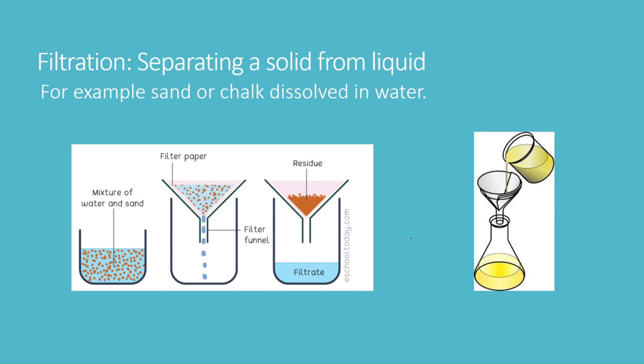Alright, so let's begin with the first method of separating an insoluble solid from a liquid, like sand or chalk mixed in water. It is easy to separate by filtering it. Chalk or sand will be trapped in the filter paper and water will pass through it. The trapped solid in the filter paper is called residue and the water is called filtrate.